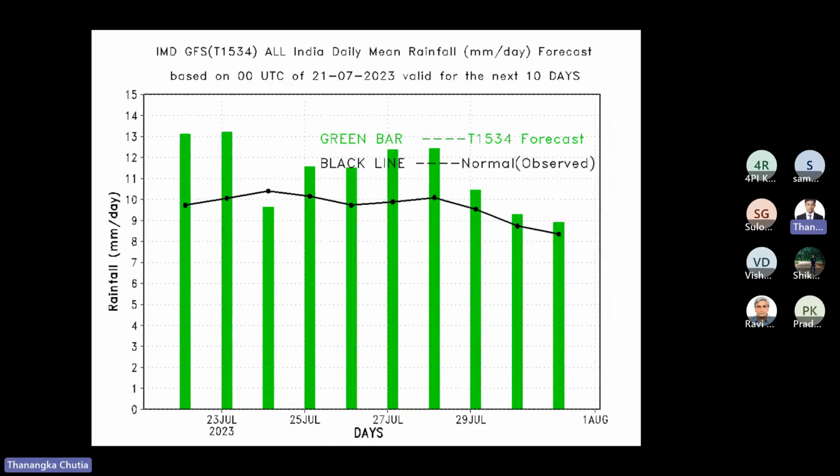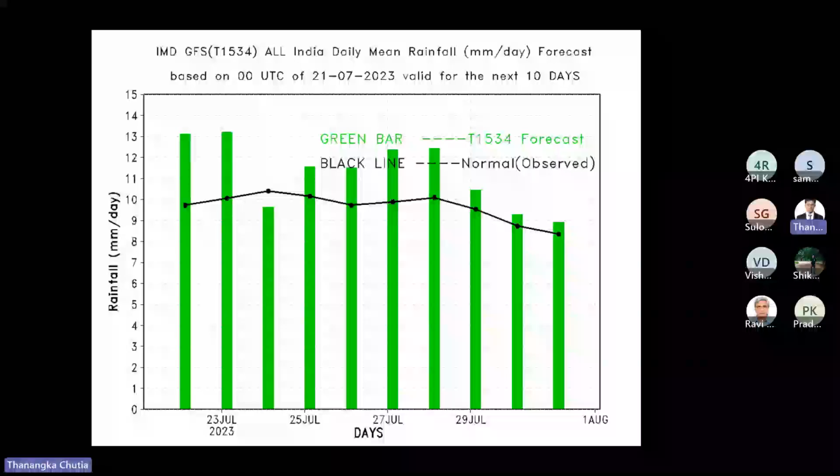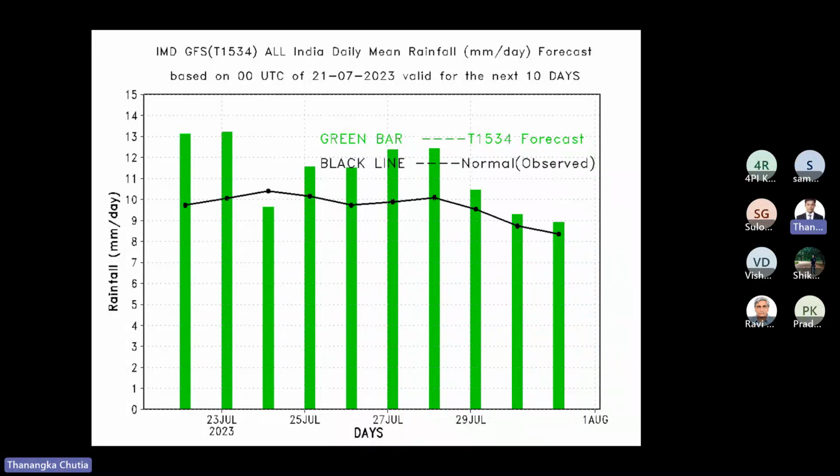Now, let's see the next forecast. The next forecast is that it is going to go on this board. Let's see next week whether this one comes through or not. There's a decline in the rainfall. Okay, I'll stop there. Any questions?